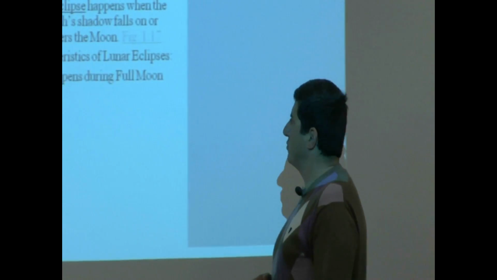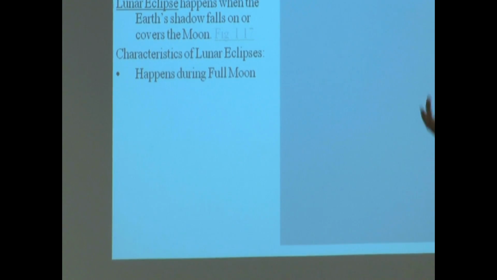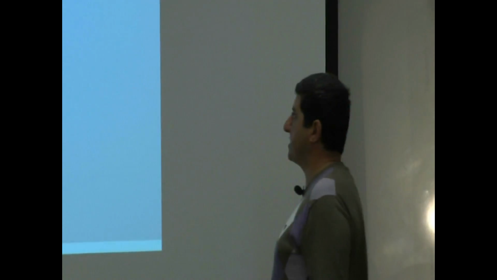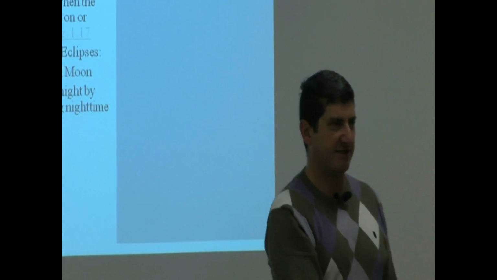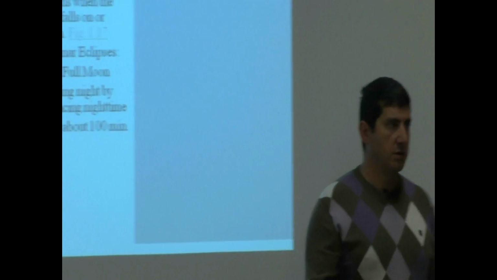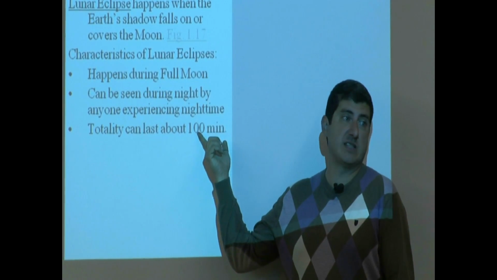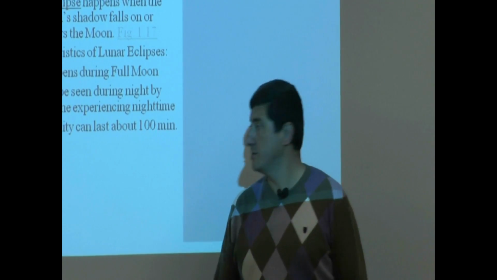So the characteristics of a lunar eclipse: it happens during full moon, right? The moon is on the opposite side. It can be seen during night by anyone experiencing nighttime while it is happening. So that's why more people can experience it. And it can last longer too, because the moon is traveling through Earth's shadow. Earth's shadow is huge, so it could take more than an hour, maybe an hour and a half or 2 hours.